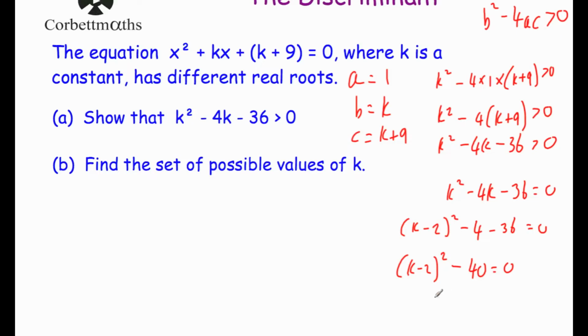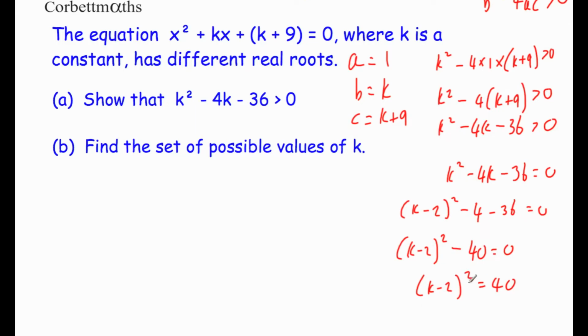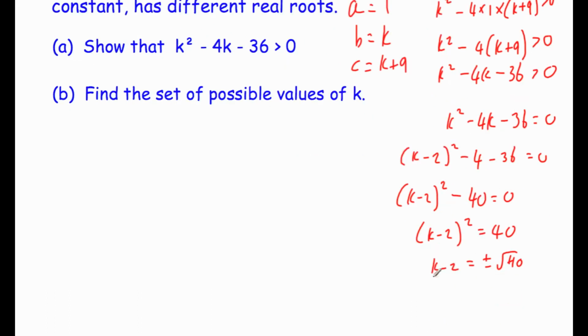Then we're going to add 40 to both sides, so we're going to get k minus 2, close bracket squared, equals 40. And then we're going to square root both sides, so we're going to get k minus 2 equals plus or minus root 40. Now let's add 2 to both sides, so we're going to get k equals, now whenever we add 2 to both sides, we tend to put it in front of the plus or minus, so we're going to get 2 plus or minus the square root of 40.